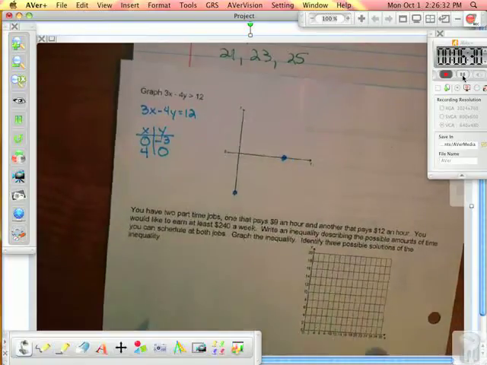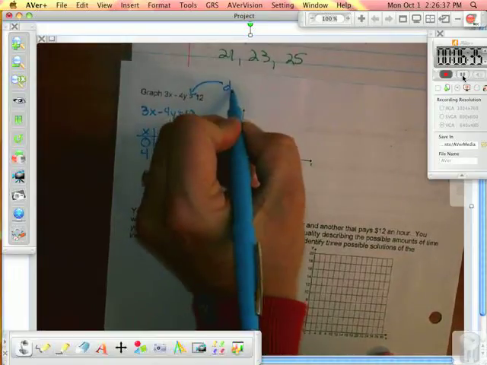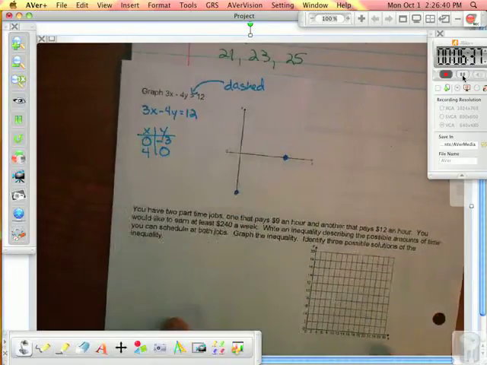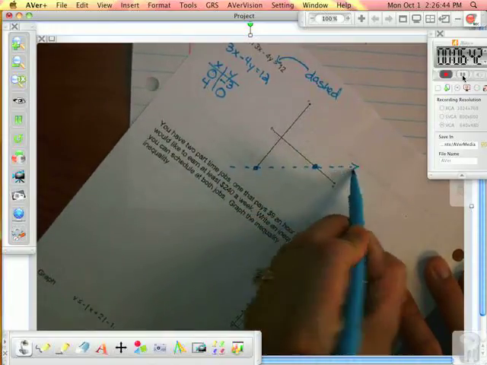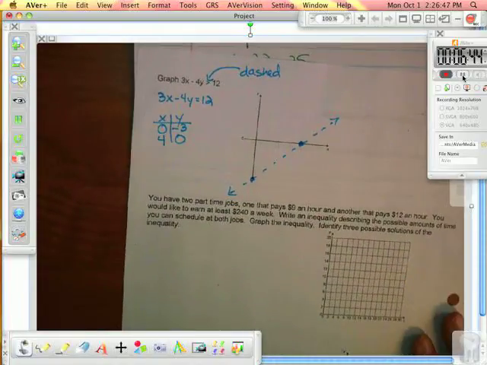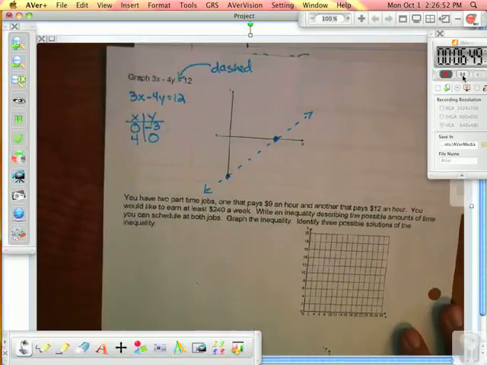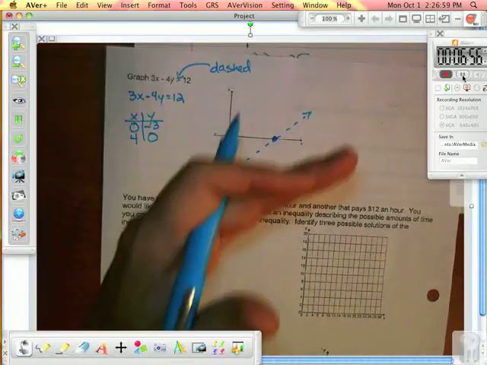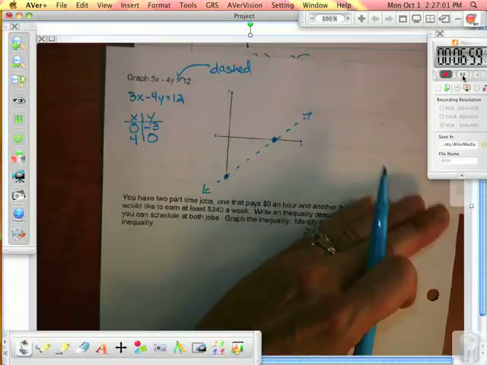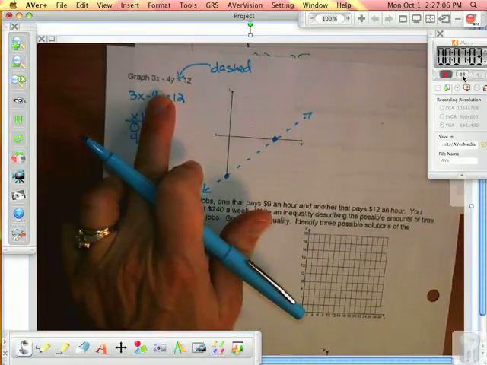Is this going to be solid or dashed? Because it doesn't include anything on the line. None of the solutions are on the line, so it's dashed. Okay? Now, how do I decide which side to graph? Do you guys remember? It's either all of these ordered pairs or all of these ordered pairs. It's probably all of those. Well, maybe. That's what a graph is. Maybe. I can test for sure.